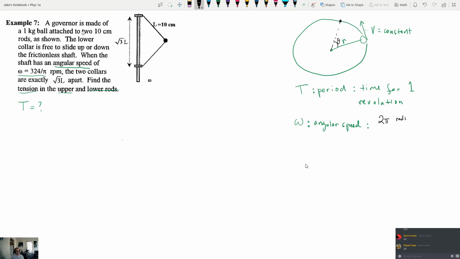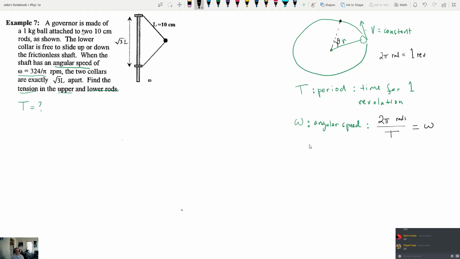In one revolution, 2 pi radians is equal to one revolution. So if I take 2 pi radians and I divide by the period, which is the time that it takes for one revolution, then that's what gives me the angular speed.